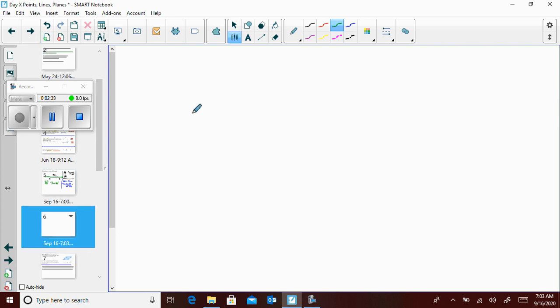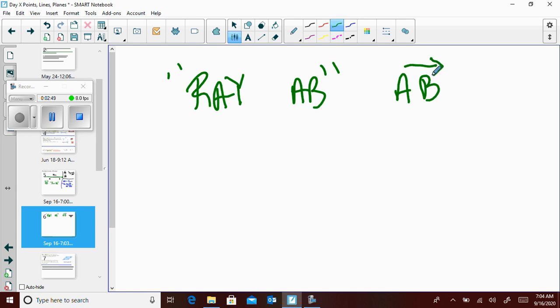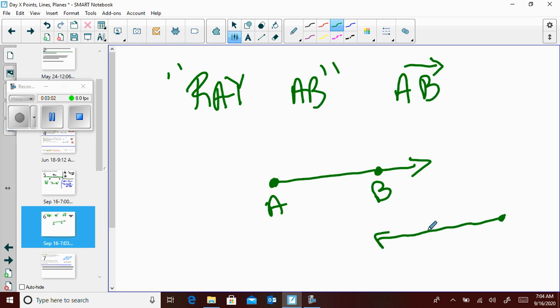Next we have a ray. Ray AB, which would be A, B. The key here is the starting point has to be here. So this is ray AB. This is going to be ray AB, A is right there. The starting point is A. AB. And the arrow always points right when you do the notation, does not matter which way.